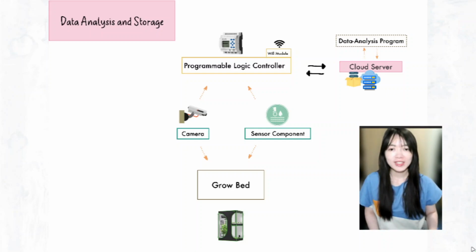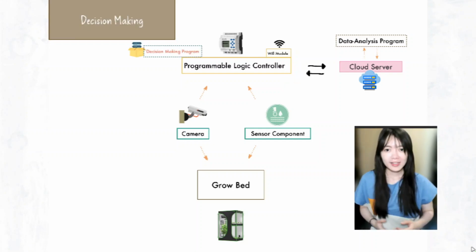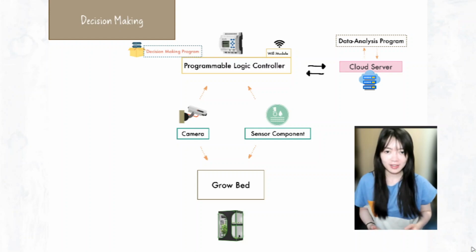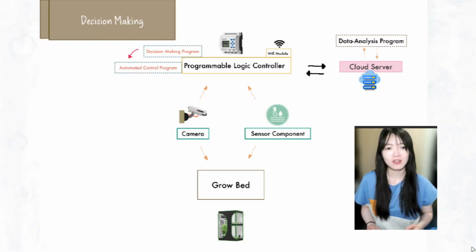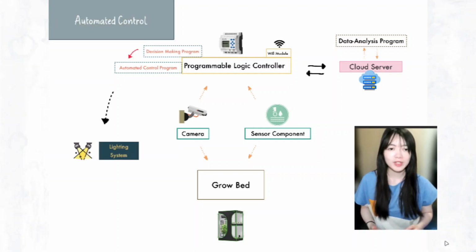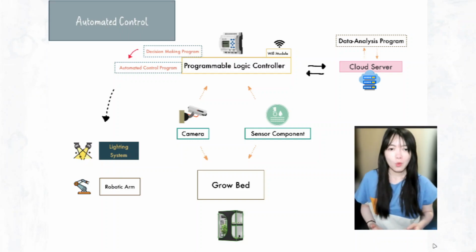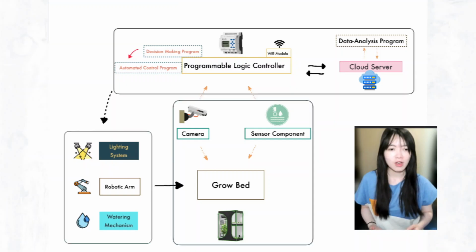However, the story does not end here. The processed data is also sent back to the system, where it becomes the basis for further action and control. A decision-making program optimizes plant care, adjusting lighting, robotic arm, and water for ideal conditions. It then communicates these optimized settings to the automated control system. The automated control system manages lighting for optimal timing and intensity. The robotic arm plants and harvests, while the watering system maintains the soil's moisture.